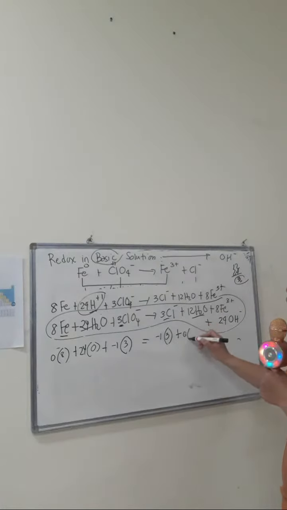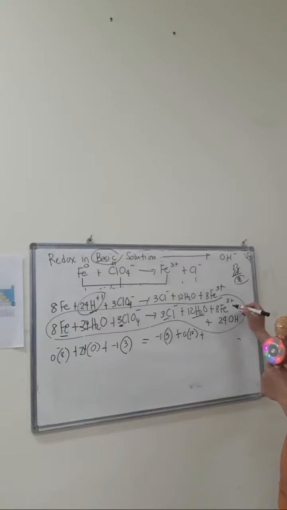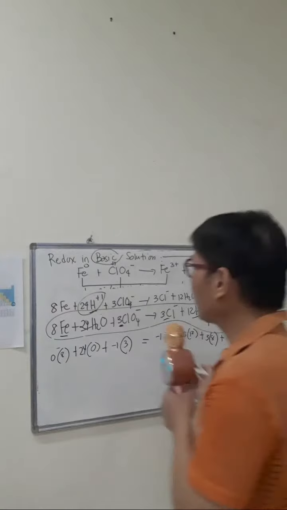0 times 12, the coefficient of water, plus iron or ferric, 3 positive, so 3 oxidation state times 8 moles of iron, plus OH is negative, right? Negative 1 times 24 because 24 moles of OH. Check that out if it is balanced.